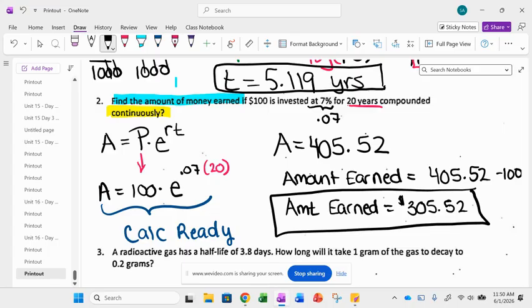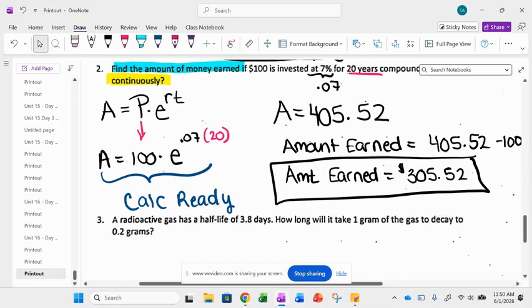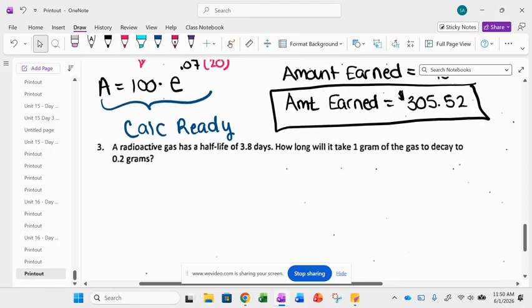And you have to treat money like money. You need the dollar sign, okay? You need only 2 decimal places, not 3. You have to show me that you know this is money. If you wrote dollars, that's fine.